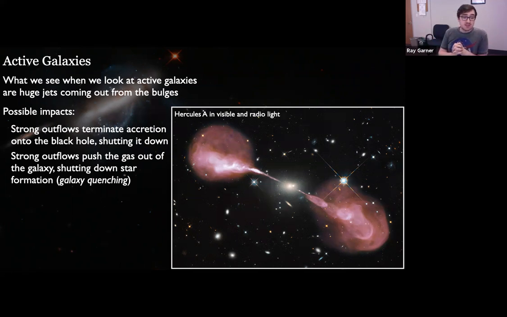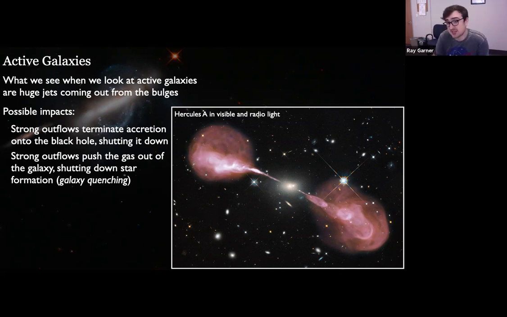Possible impacts from this: these very, very strong outflows could stop accretion onto the black hole, shutting it down. Maybe this is the end of an active galaxy. Maybe these strong outflows actually push the gas out of the galaxy, shutting down star formation in a process known as galaxy quenching. We're just not sure. I could keep saying this is all very, very active research.